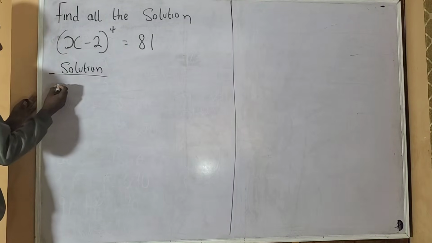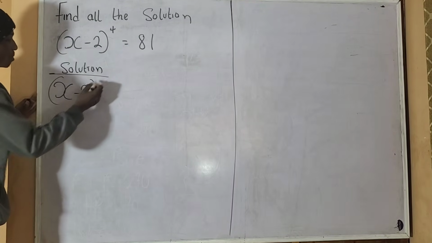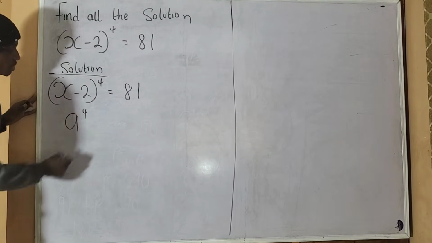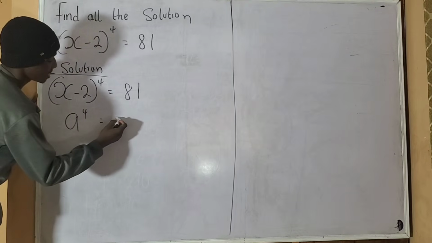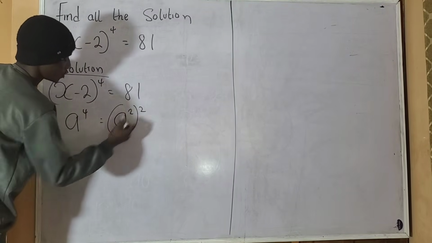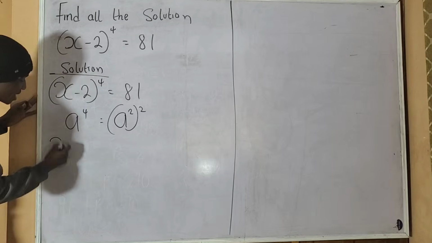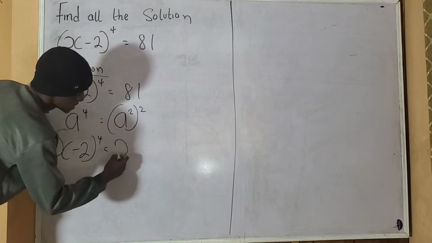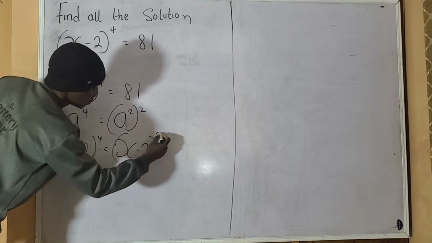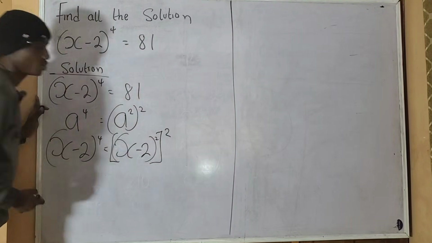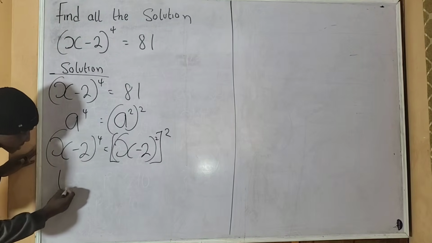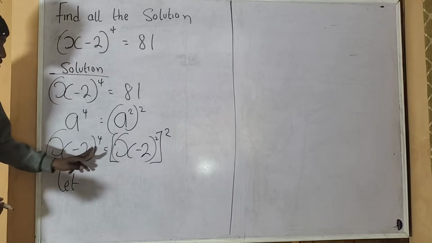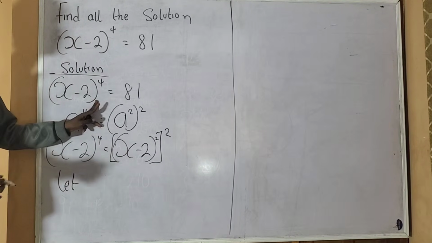So we'll see it like this. We have (x - 2)^4 = 81. If you have a^4, it can be written as (a^2)^2. Do you understand? So that means (x - 2)^4 can be written as ((x - 2)^2)^2. Okay, let's now replace (x - 2)^4 with this in the equation.